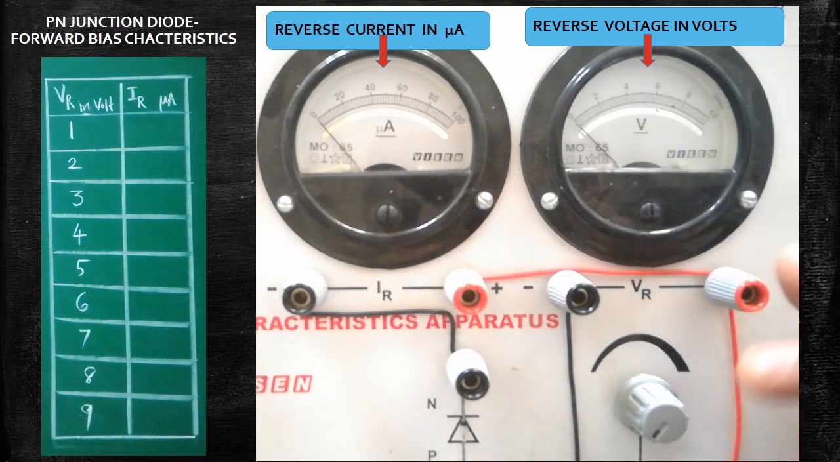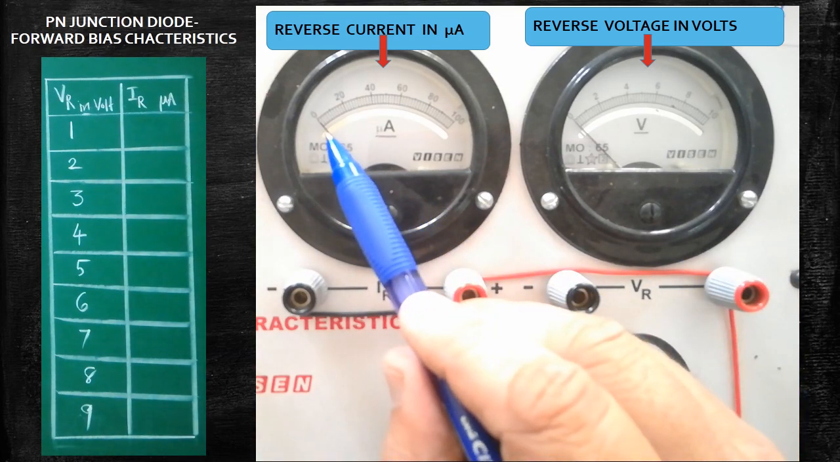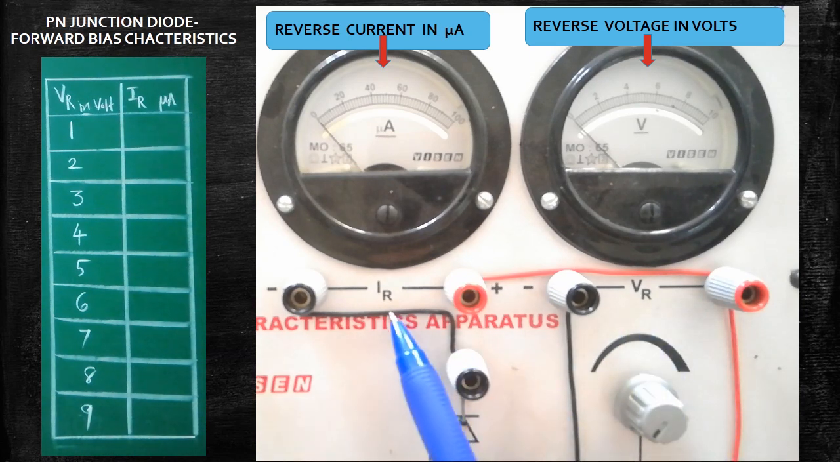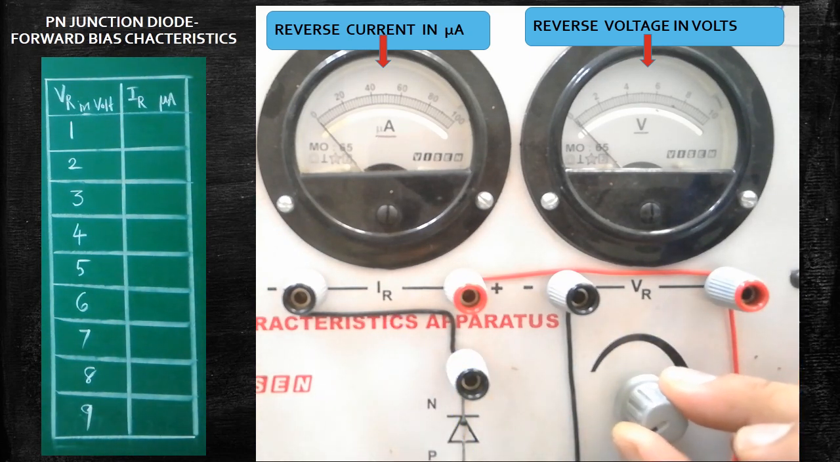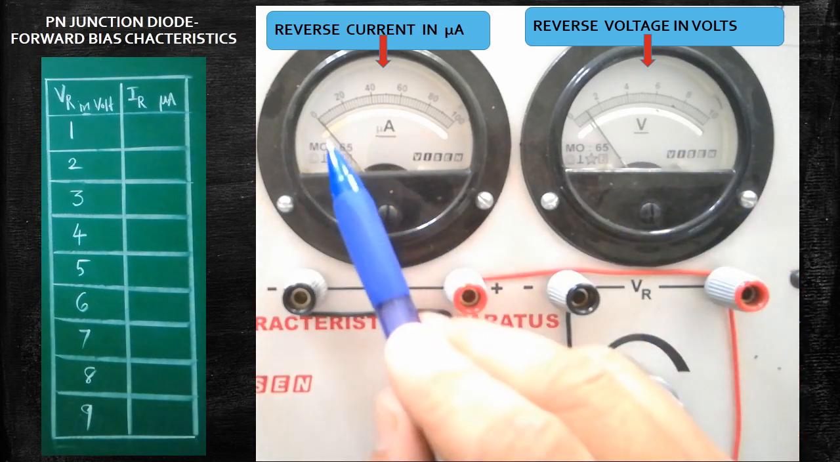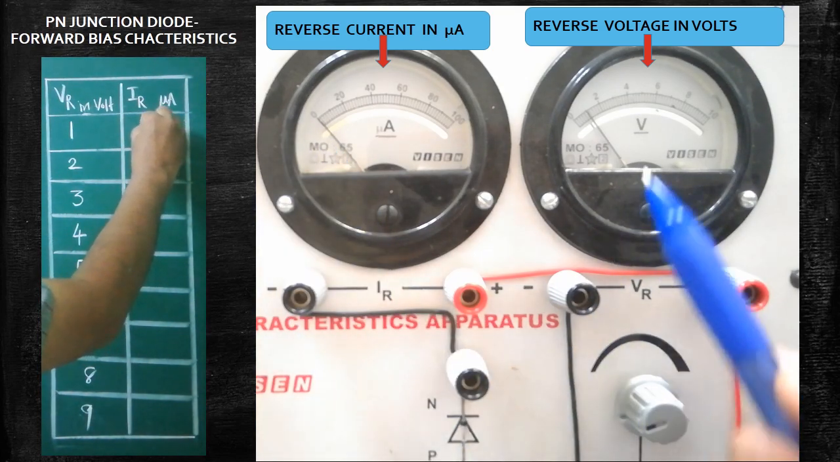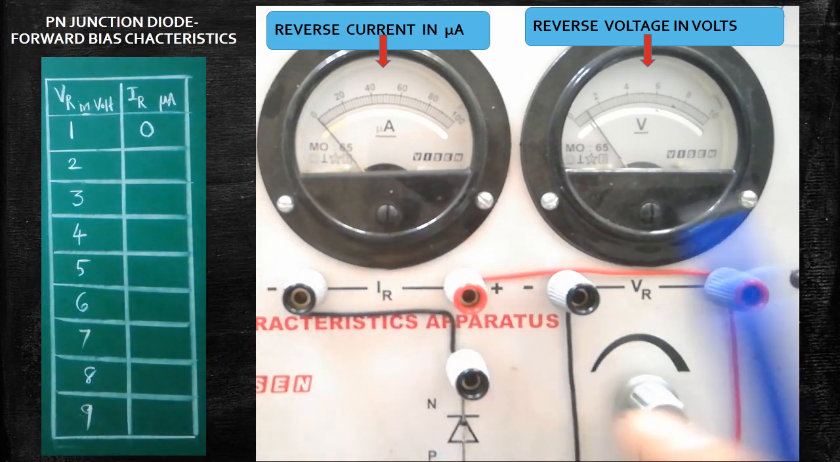VR is equal to 0 volt. Here no change in the reading. So here also 0. So VR is 0, IR is also 0. Now it is increased from 0 volt to 1 volt. Now VR value is 1 volt. Find out any changes there. No change in the microammeter reading. So now also 0. For 1 volt, 0 is the value of IR.